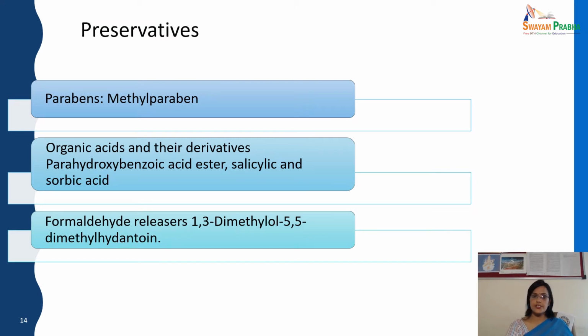Preservatives. So dear students, just recall preservative. This we also discussed in the earlier modules on cosmetics and cosmeceuticals. There we discussed preservative as an additive for cosmetics. Preservative is added in the shampoo to protect it from bacterial contamination and to prevent any kind of decomposition. So just have a look: parabens, methyl paraben, organic acids and their derivatives, para-hydroxybenzoic acid ester, salicylic acid, sorbic acid, these are also used. Formaldehyde releasers, 1,3 dimethylol 5,5 dimethyl hydantoin. So these are a few examples. Dear students, I suggest you go through the preservative module, where you will come to know in detail about preservatives.